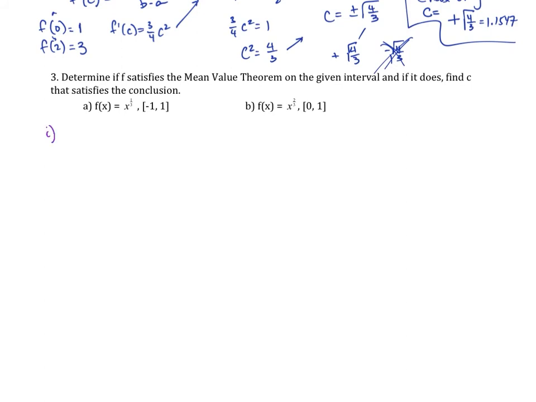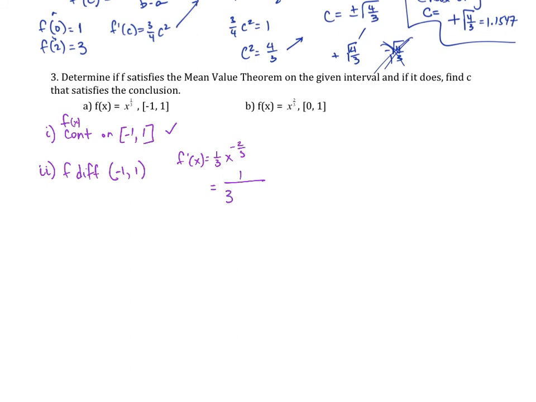Step 1, is f continuous on -1 to 1? Can I plug in any value from -1 to 1 and will this work? Yep, it is continuous. Step 2, is f differentiable on the open interval from -1 to 1? Over here, I need f prime of x, and that's going to be 1/3 x to the -2/3. Sometimes it's helpful to rewrite this as 1 over 3 times the cube root of x squared.